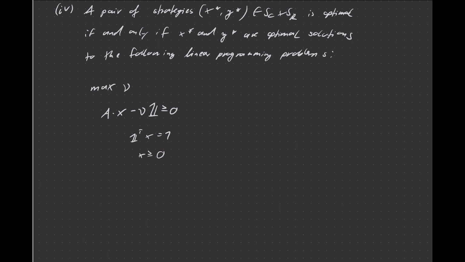And on the other hand, for y we have a minimization problem. We minimize nu under the condition y transposed A minus mu times 1 transposed is less or equal to 0, 1 transpose y is equal to 1, and y is greater or equal to 0.